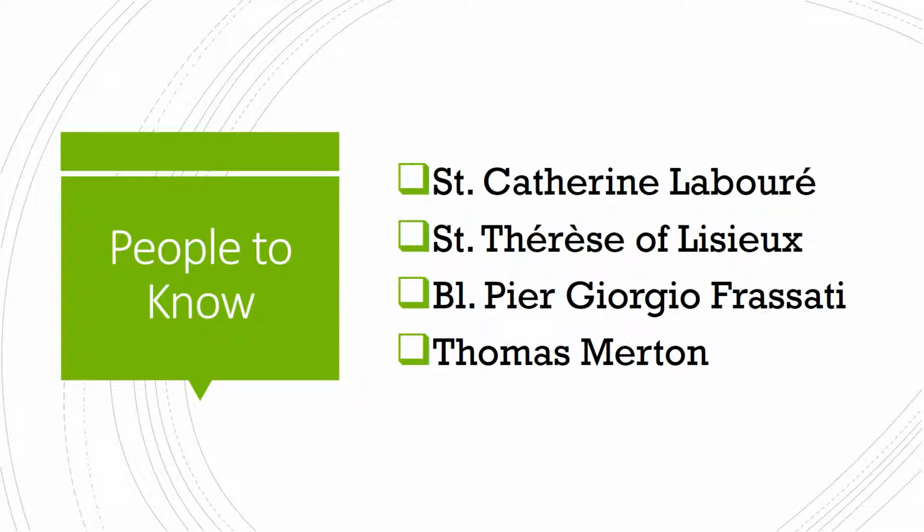These are the people you should know from this chapter. The one I would take the most time on is Thomas Merton. He's not matching, but there's a couple of true-false questions about him. So be familiar with his story and why he was known to the church. The other 3 are matching. So you just kind of have to know the gist of them.